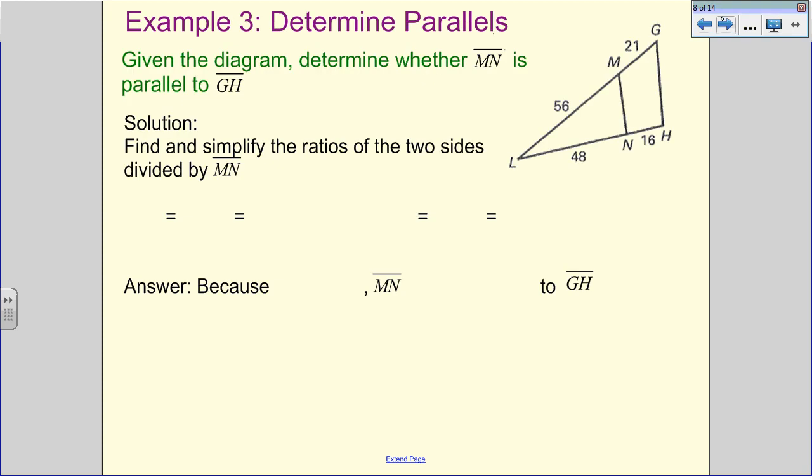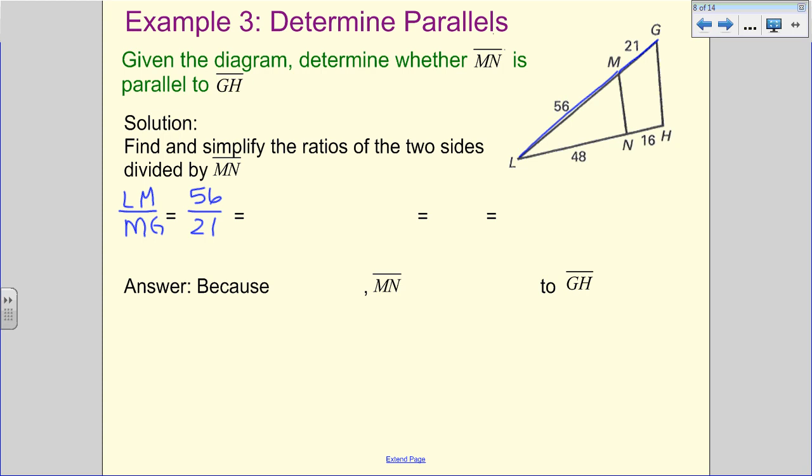So let's take a look at how we can use that. So now what we're going to do is determine if we have parallel lines. We're determining what things are parallel. To know if they're parallel, you want to show me that you have equal ratios. So we need to find and simplify those ratios that we have here. So if we take a look at this, we're going to take a look at LM and put that in a ratio over MG, so top to bottom. So the top segment over the bottom segment.